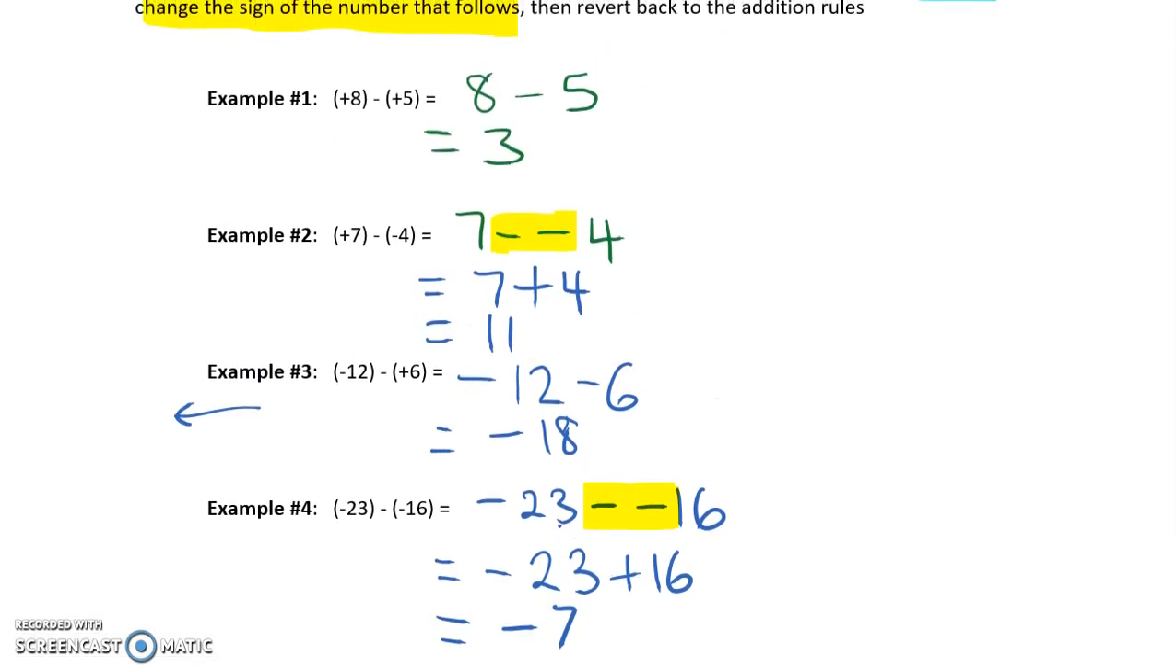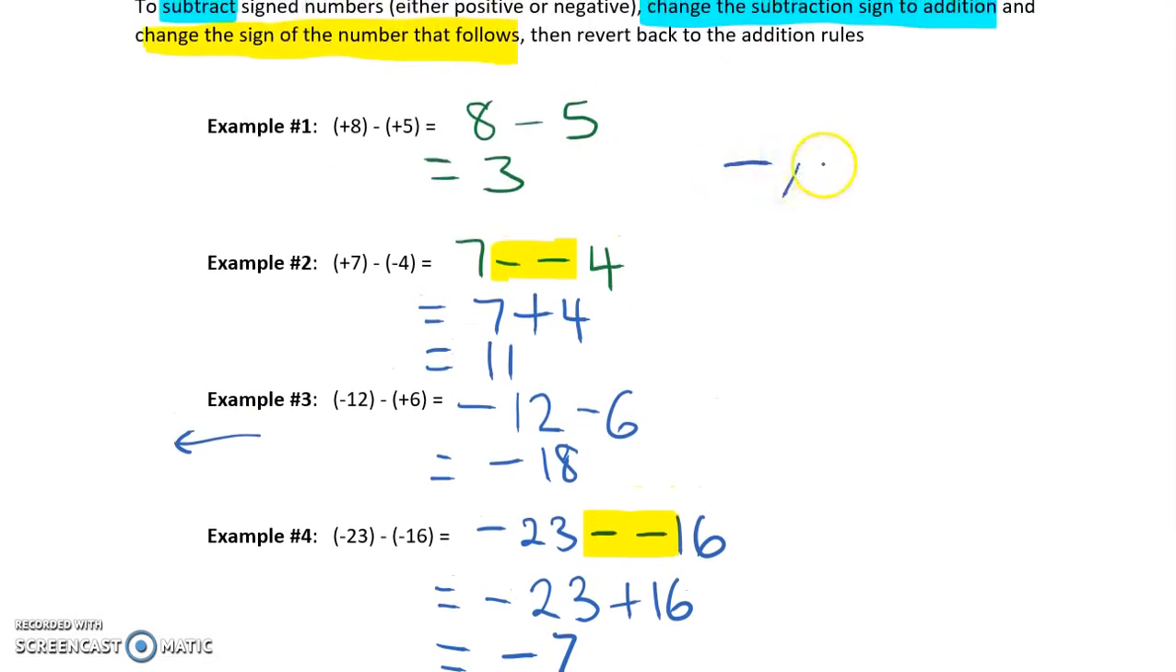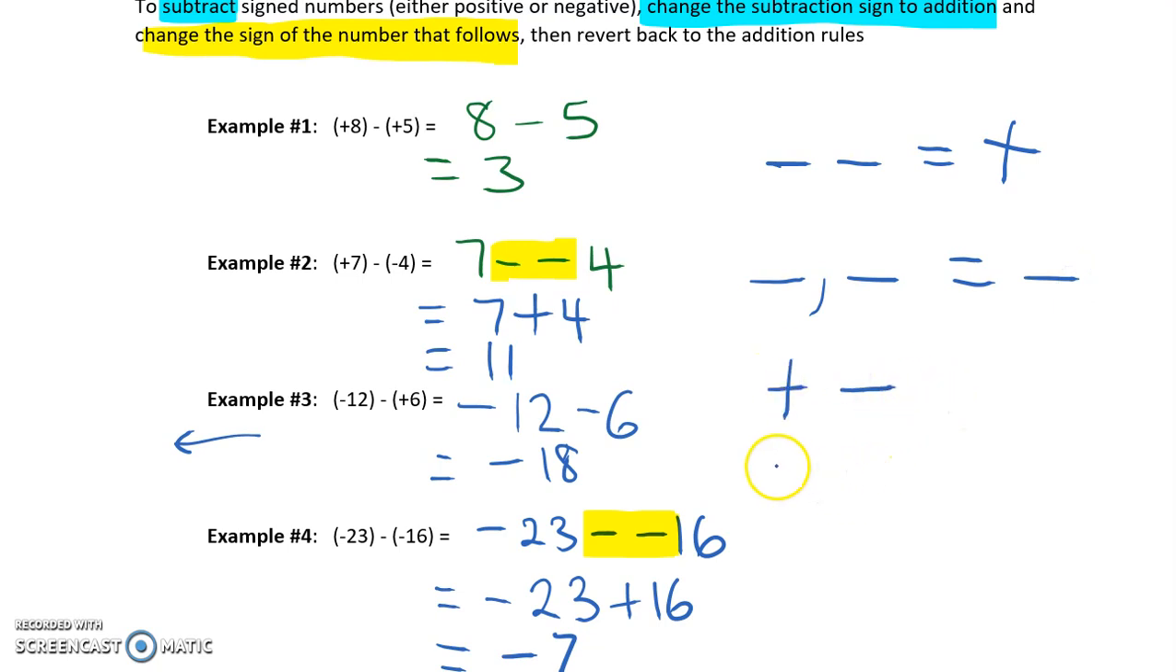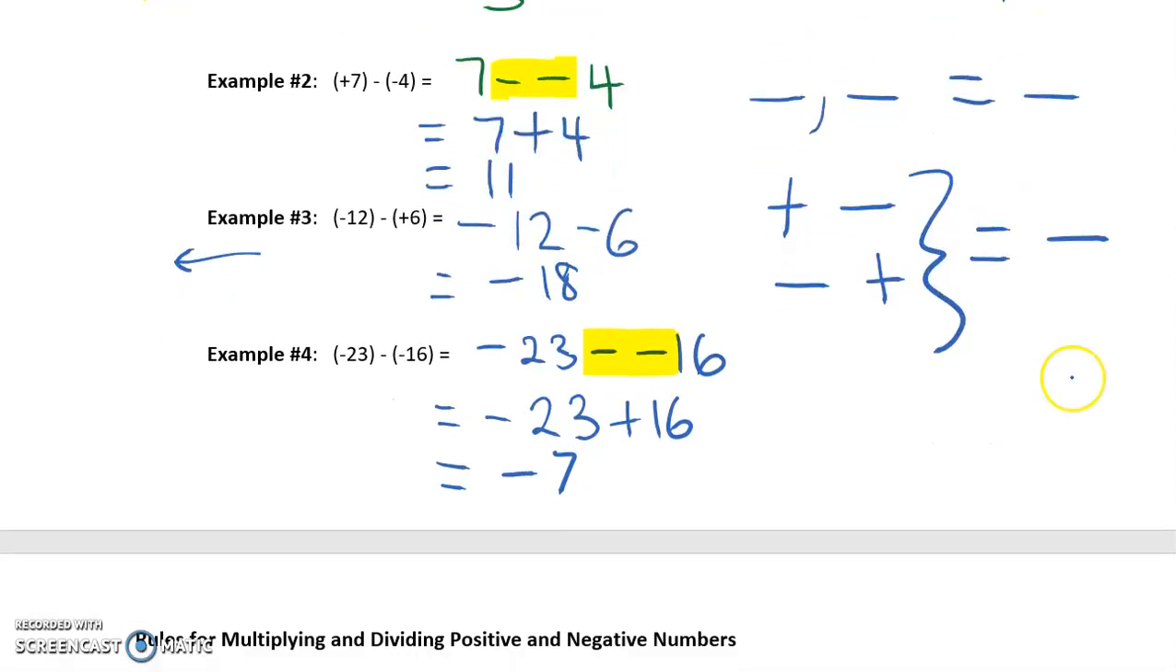So what did we talk about? If I've got two negatives touching like that, change the sign to a plus. If I've got a negative number, take away another negative number, my answer will be negative. If I have a plus and a minus touching, either one of these, they will become a negative sign. So you've got to remember those rules.